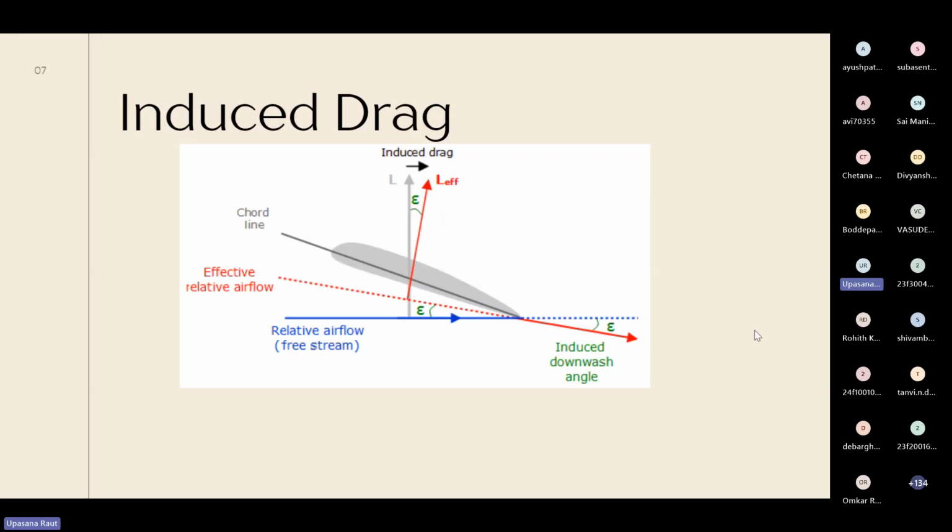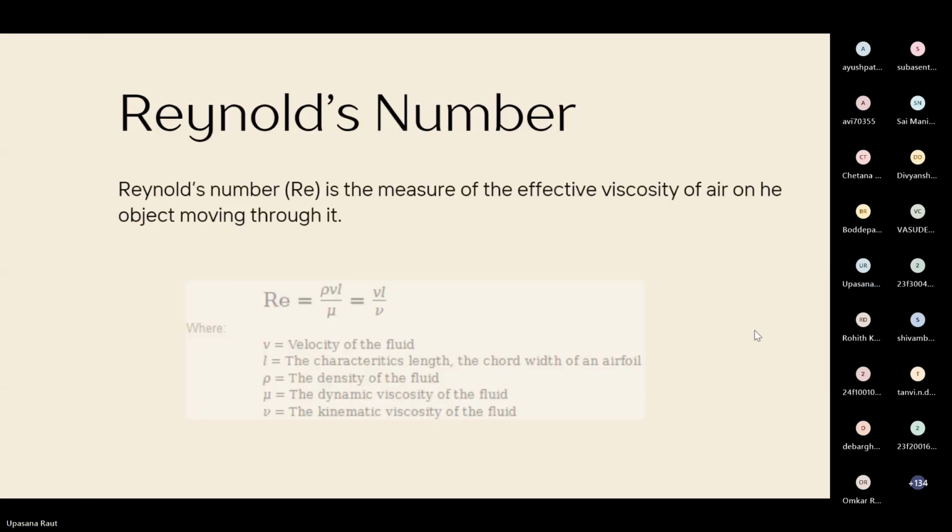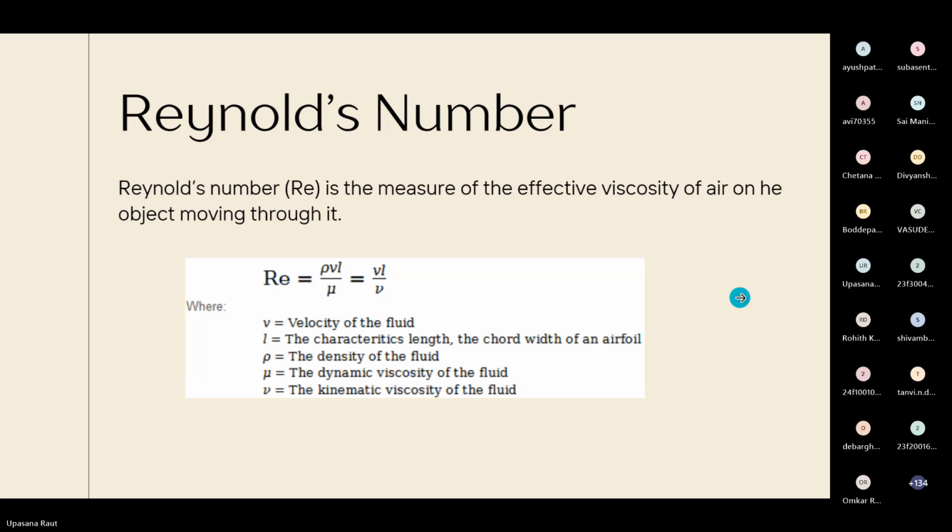So, what is the Reynolds number? You can say Reynolds number is the measure of the effective viscosity of flow, not the actual viscosity, but the viscosity which is felt when an object is moving through the air. So, this is the formula for Reynolds number. Here, Re is equal to rho v L by mu. So what is mu? It is the dynamic viscosity of the fluid.